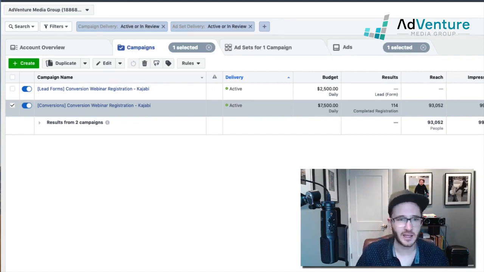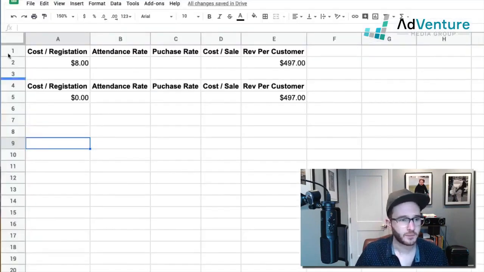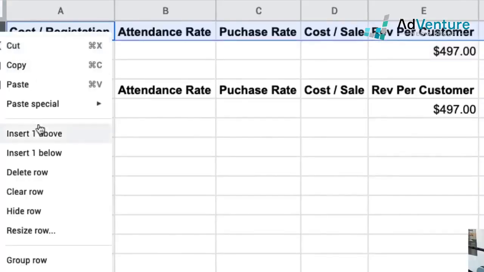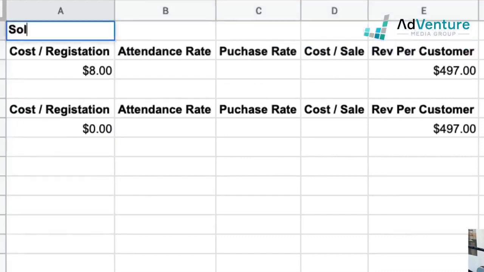So let's say I take this number, $19.85. I know that I'm getting a registration to my webinar for $19.85, so I'm going to put that over here. Here's my first calculation. In this top column, I'm solving for purchase rate. What I want to figure out is, if my registrations are coming in at that $19.85, what does my purchase rate have to be? What does my actual conversion rate have to be?